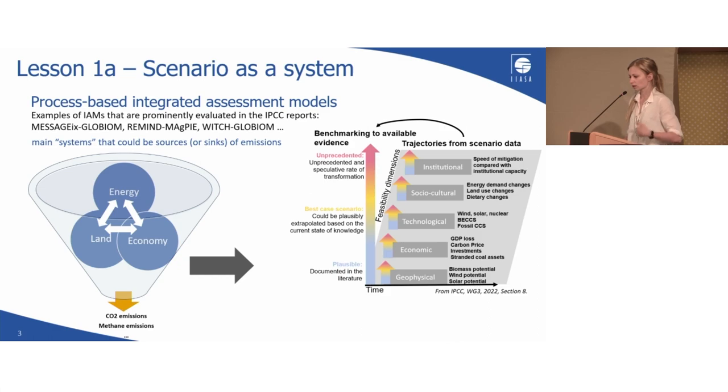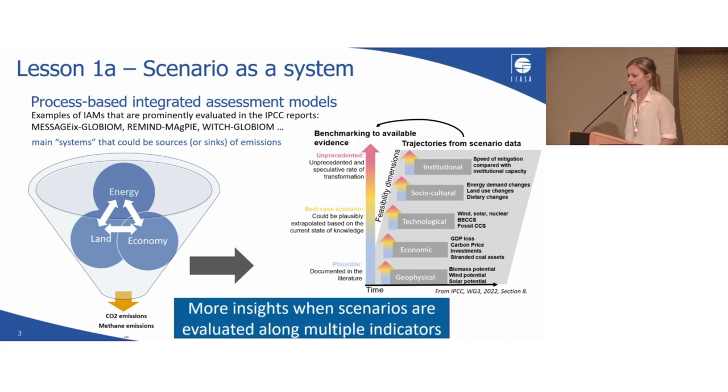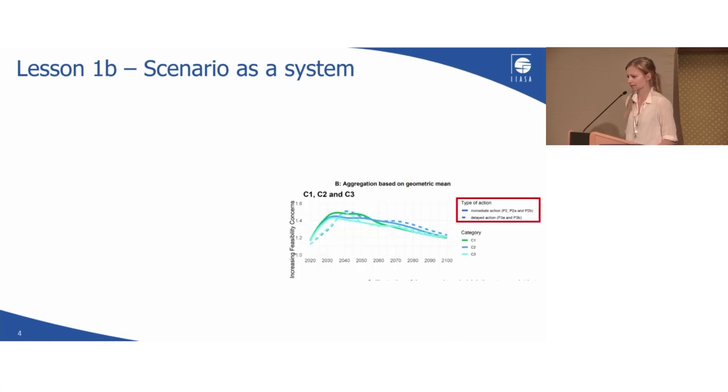And so by using these many indicators and by benchmarking them to different lines of evidence, we are trying to find a more aggregated, big picture view of what is going on in the current generation of scenarios. An important insight is that because scenarios are a system, it's really important to take this into account, because if we look along multiple indicators and different points in time, we'll find different types of trade-offs.